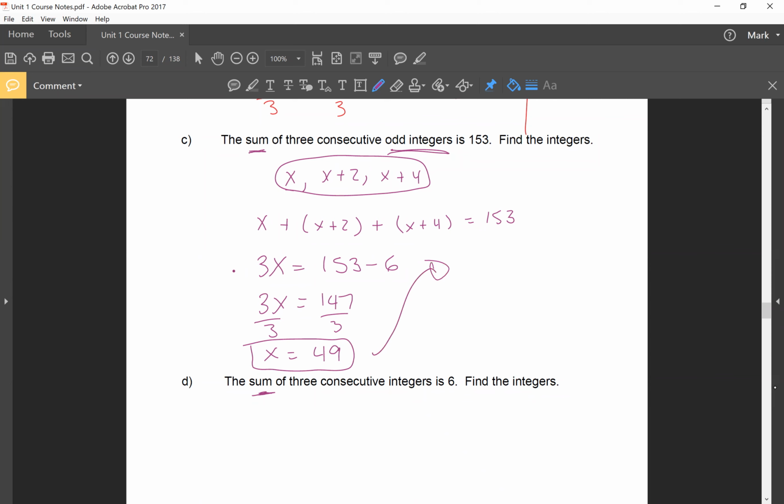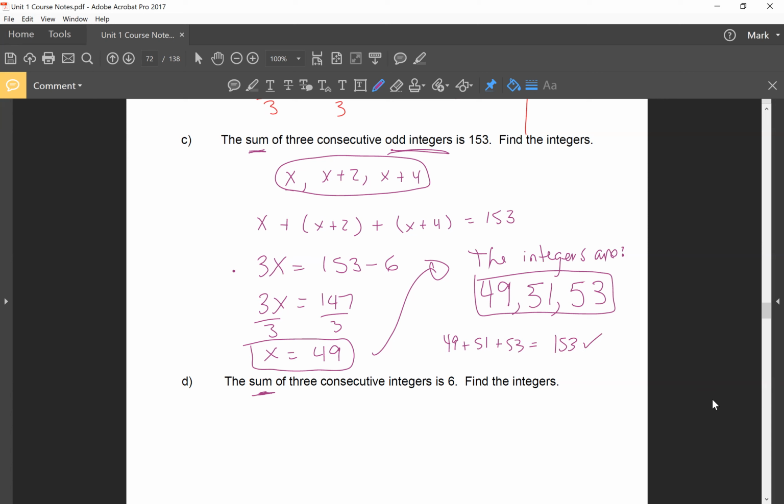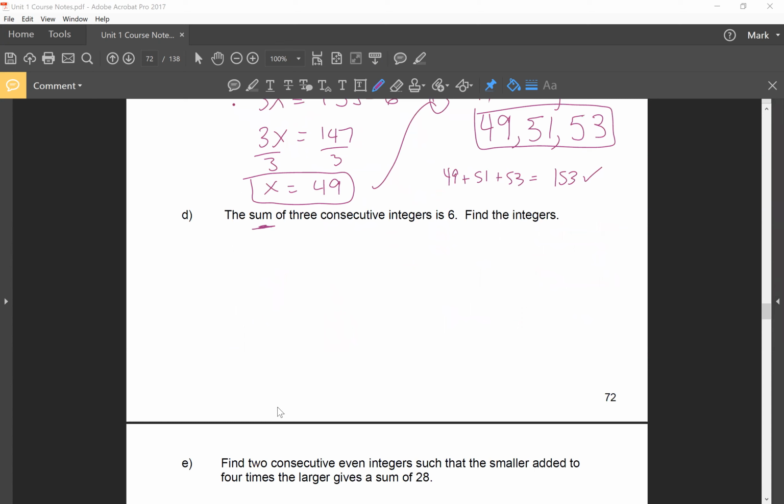Cool. Now I haven't answered the question. The integers are 49. Then I'm going to add 2. So 51. And then another 4, or add another 2 to get 53. You can check your answer. 49 plus 51 plus 53 will equal 153. So we're good. We've checked it out. All right, let me check the chat. Excellent.